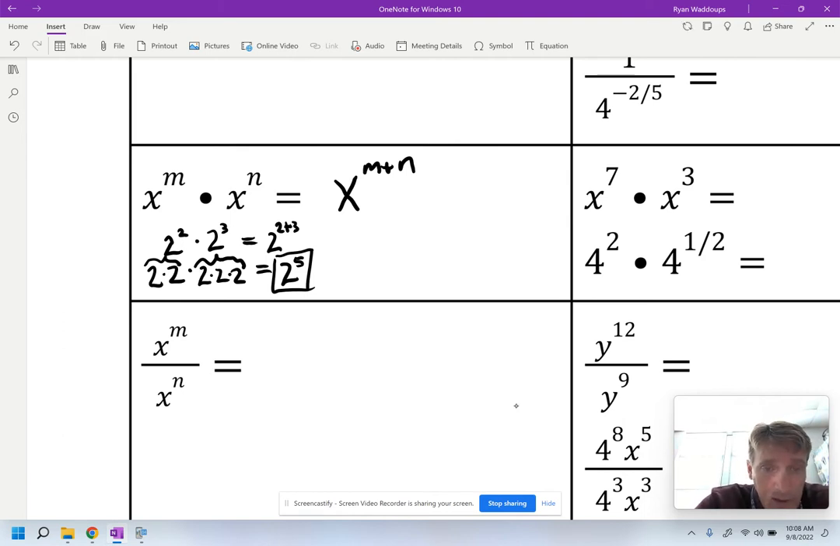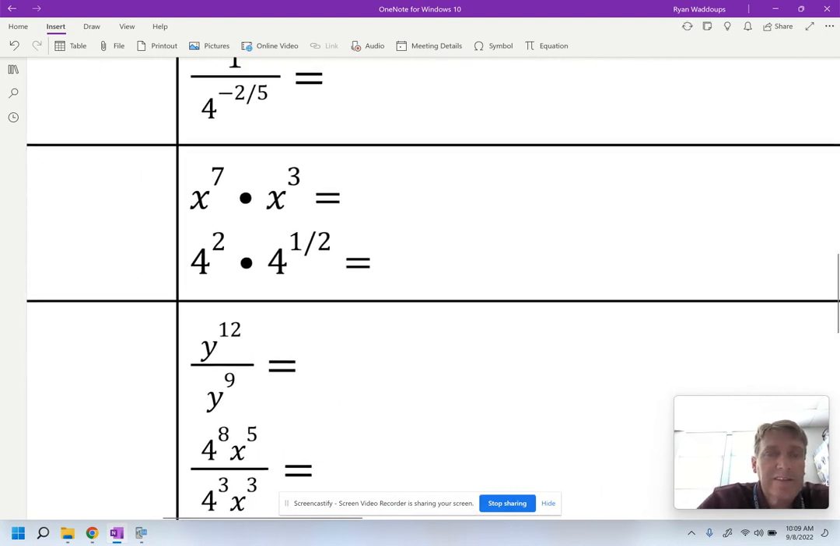Unless you wanted to go ahead and evaluate that when you can. You can't always, but you can with a number. 2 to the 5th power is equal to 32. It's 2 times 2 times 2 times 2 times 2, and that's 32. All right. So if we get x to the 7th times x to the third power, that's x to the 7 plus 3, or x to the 10th power.